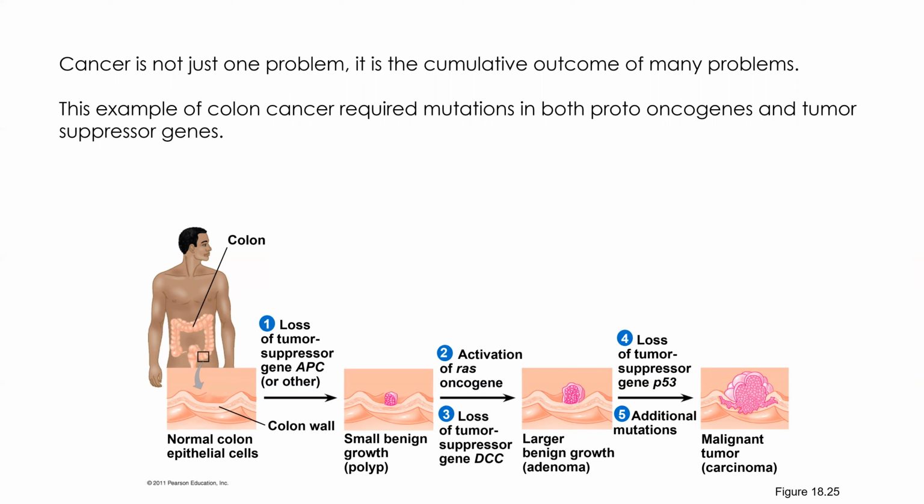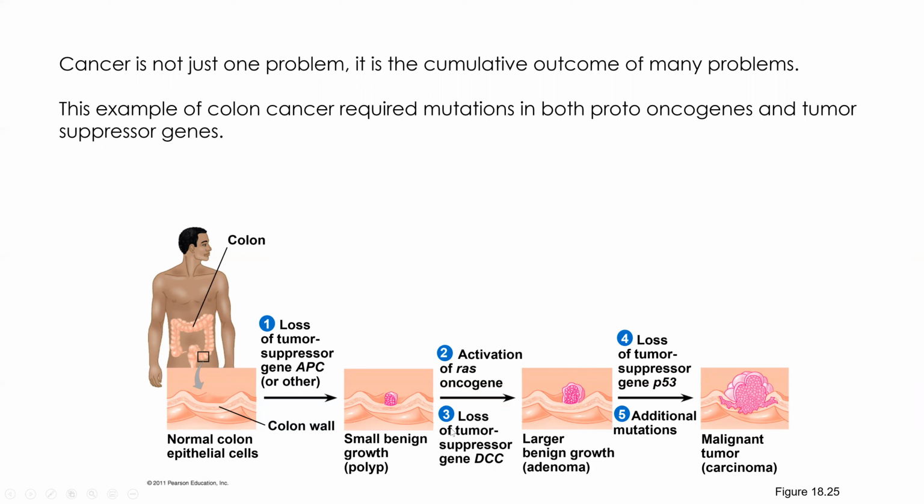If another mutation occurs, it's somewhat less likely that we're going to be able to stop cell division to deal with that damage. In this case, what's happened is we've gotten the overactivation of RAS, which was part of that proto-oncogene pathway we discussed a couple of slides ago. So this is going to tip us in the direction of more cell division.